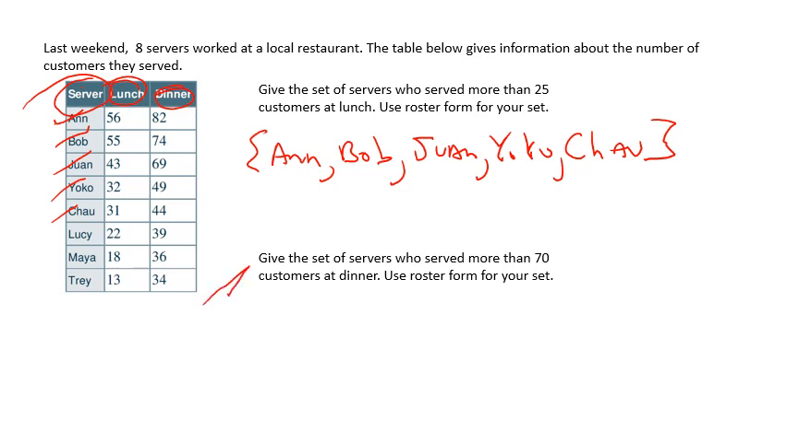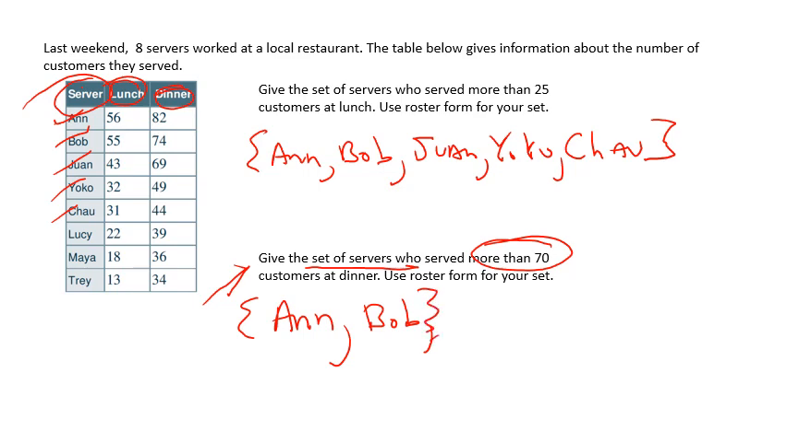The second question, again, pause the video and give it a try. We want to come up with a set of servers who served more than 70 customers at dinner. So now, more than 70 at dinner, Ann did. Bob did. If I go down the list, the only ones I see are Ann and Bob. So we'll close our curly braces and get rid of that extra comma. So there we go.